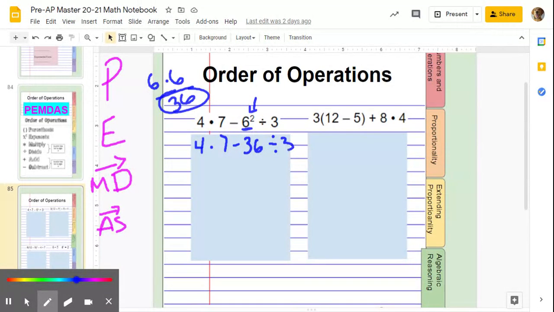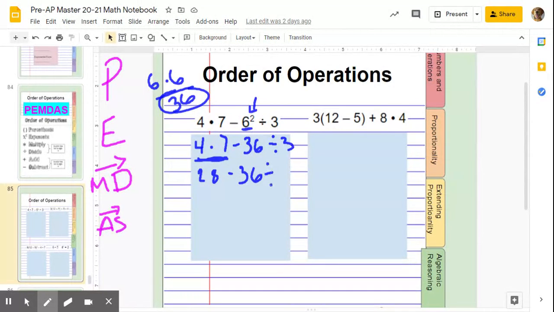So now we're going to go to multiplication and division. We're going to go left to right. The first thing I see is 4 times 7 right here. So I'm going to start there. We're going to say, 4 times 7. Well, we know that 4 times 7 is 28. So I'm going to write 28 in there instead, and then I'm going to keep the rest the same. So minus 36 divided by 3. Notice I'm doing one step at a time, one singular step at a time.